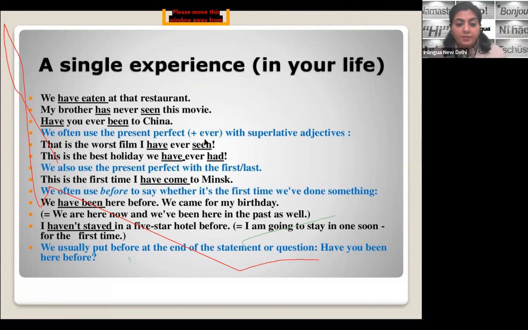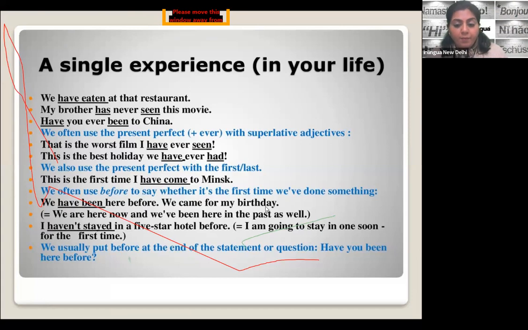We often use the present perfect with superlative adjectives. For example, that is the worst film I have ever seen. This is the best holiday we have had. This is the first time I have come to Minsk, or I have visited a market. Now, we often use before to say whether it's the first time we did something or whether we have done it before. We have been here before, or we have visited this place before. It means this is not our first time.